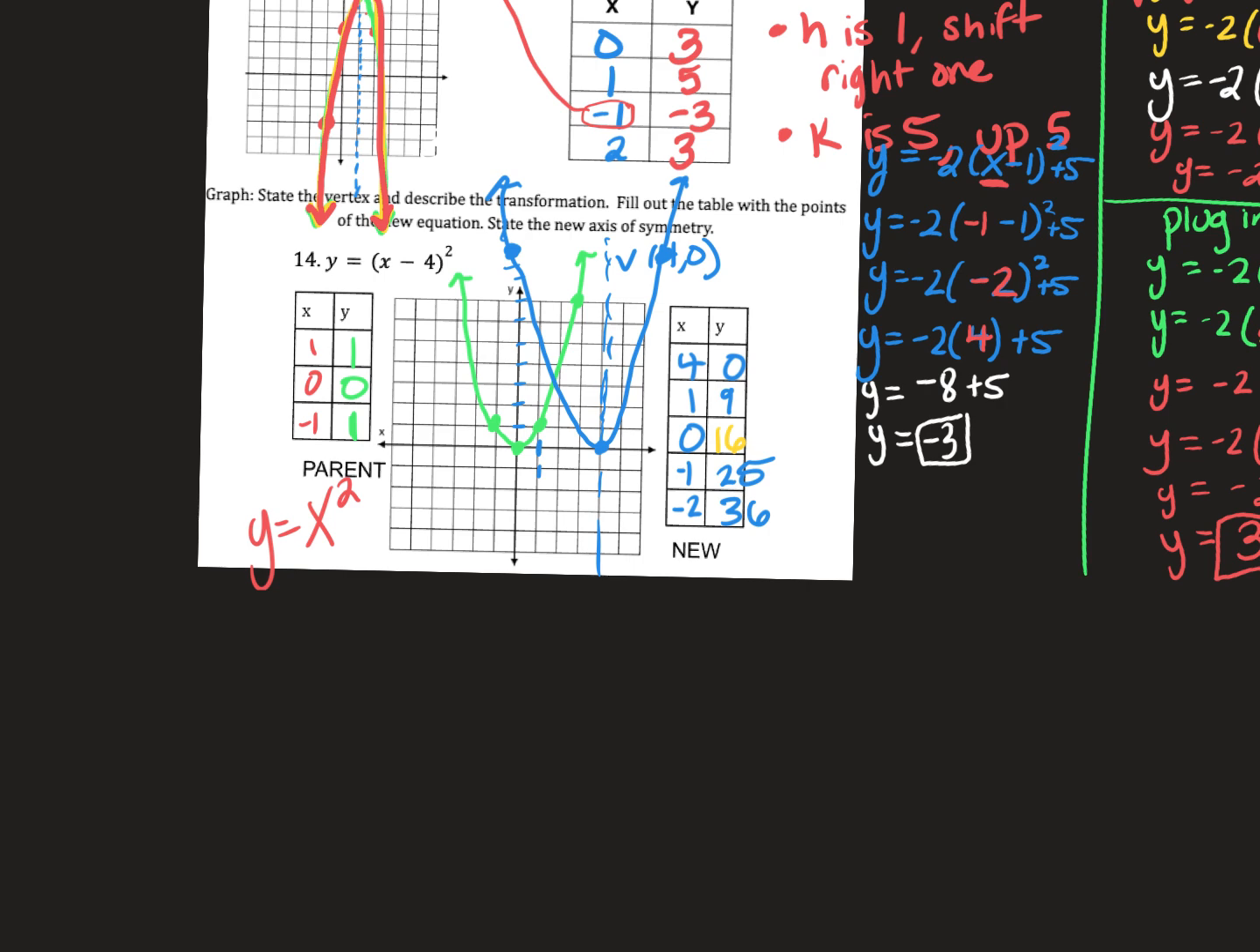That's all you had to do for these. Plug in some numbers, plot some points, draw the new parabola from the parent graph. You were supposed to tell me the axis of symmetry, which is x equals 4. That's the axis of symmetry that we drew right here.